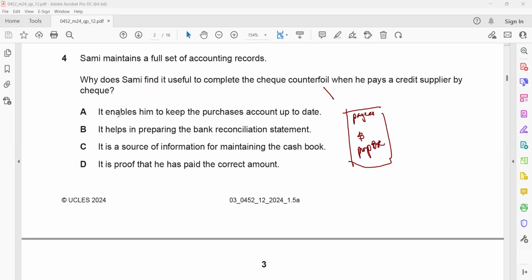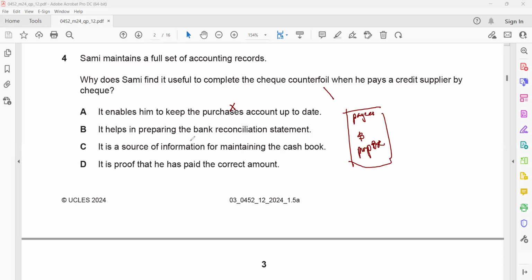So this one is enable him to keep the purchases account up to date. Not only this one, other purpose also, this one. It helped to prepare the bank reconciliation statement. So yes, it's part of the job for it when we use the check counterfoil to double check whatever transaction in the bank reconciliation.